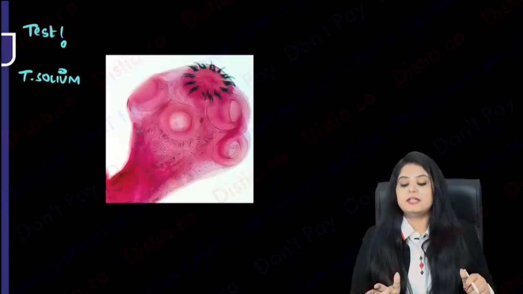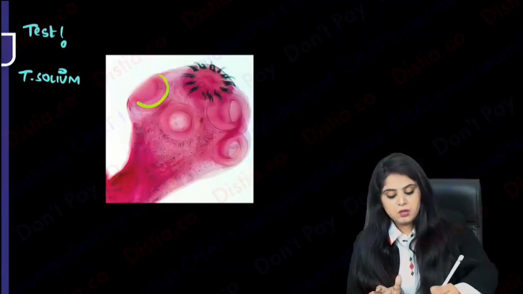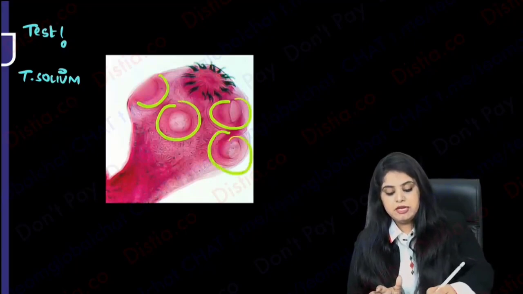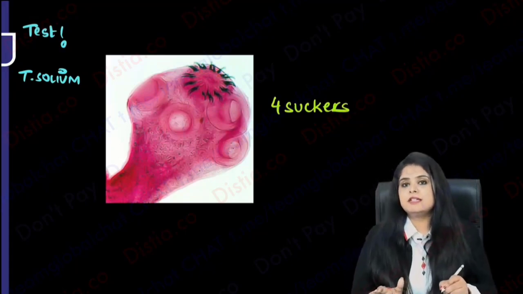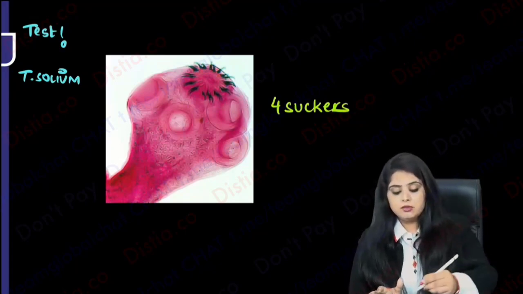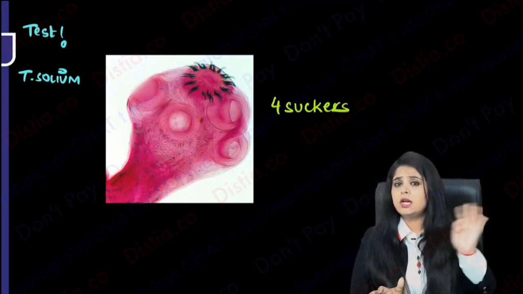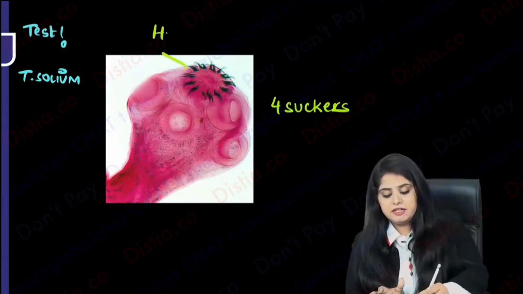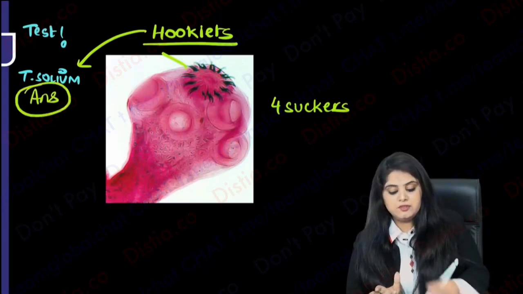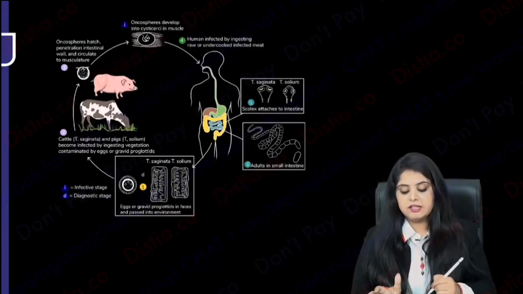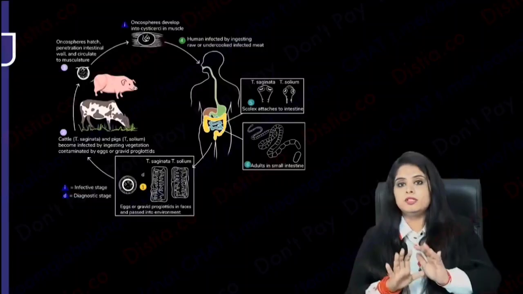So now it's time for a test. You can see 1, 2, 3, 4. Definitely this is a cestode because I can see 4 suckers on the head end. Now if I say, is this Taenia saginata or solium? Of course you will say, ma'am, saginata would not have had hooklets, but I can definitely see hooklets over here. So this is not Taenia saginata. This is going to be Taenia solium. Sorted? Should we see the life cycle once? Now the life cycle is simple, so you have clubbed both the life cycles.